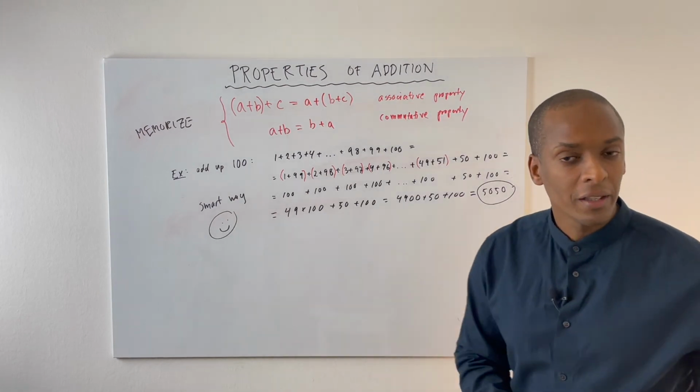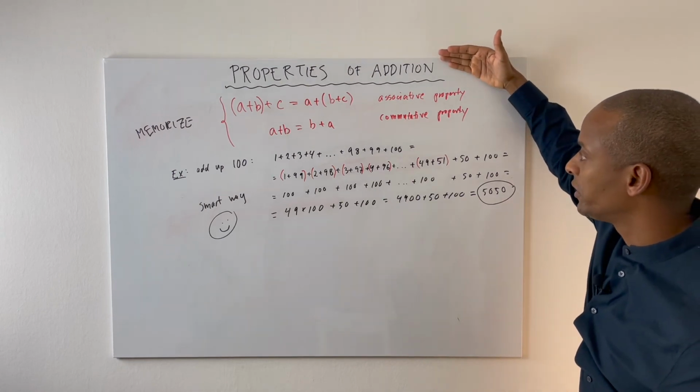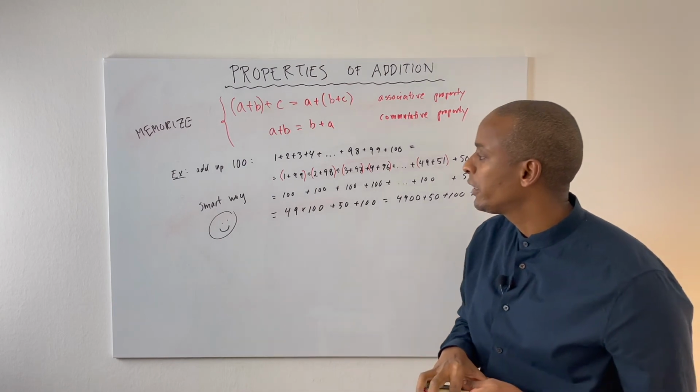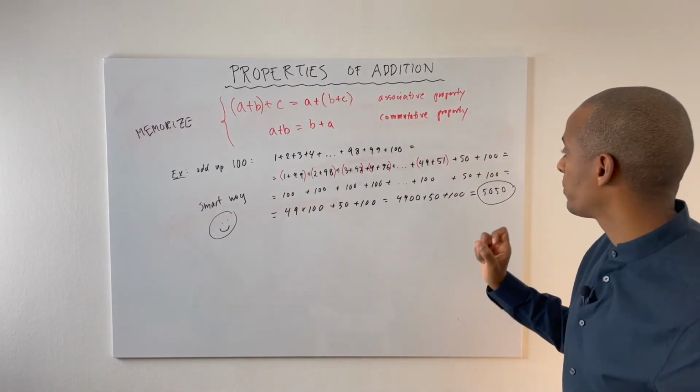So that's pretty cool, right? So today we learned about the associative and commutative property of addition. And I showed you guys that we can do really cool calculations using these properties, right?